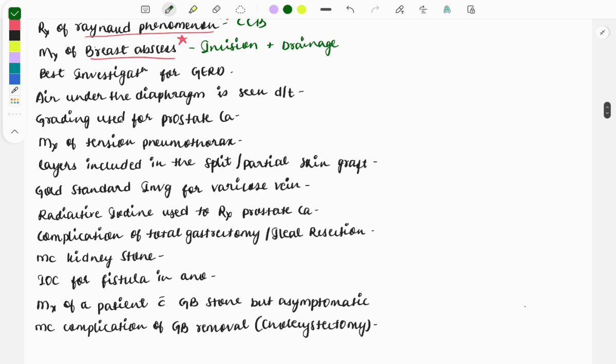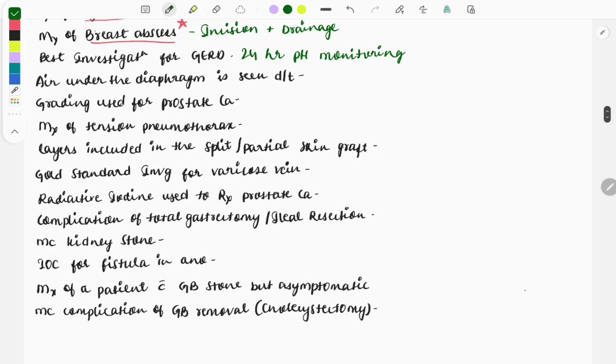Then moving on to the best investigation for GERD, and it is 24-hour pH monitoring. Then next question, air under the diaphragm is seen in, also a very important topic. An X-ray can also be given, and you need to find that under the diaphragm there will be blackening suggestive of air, and it is seen due to hollow viscus perforation.